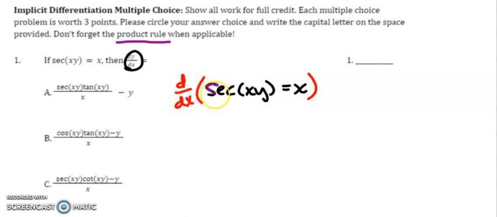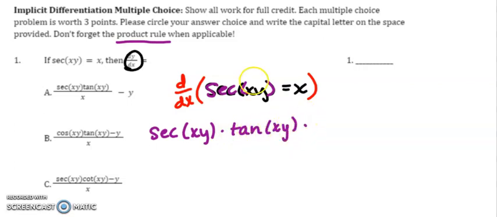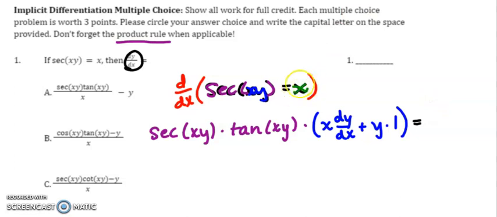And then in order to find dy/dx, I need to take the derivative with respect to x. So the derivative of secant is going to be secant, leave the inside alone, tangent, leave the inside alone, times the derivative of the inside. Well, the derivative of the inside needs a product rule. So first times derivative of the second plus the second times derivative of the first. All of that will be equal to the derivative of x with respect to x, which is just 1. All right, well, I'm supposed to isolate dy/dx. So I'm going to start by dividing both sides by this secant xy, tangent xy.